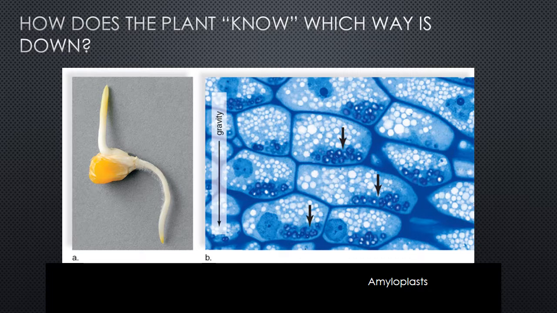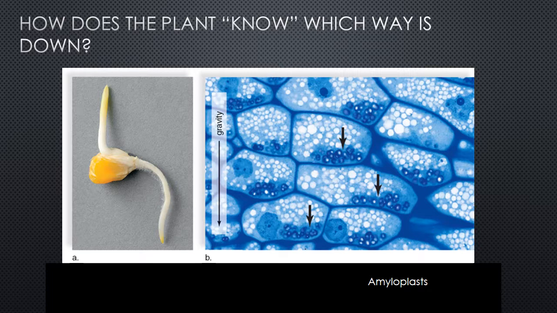So how does a plant know which way is down? Well, in specific cells, there are amyloplasts. We've mentioned this before in the roots, for instance, when we were talking about the root cap area. And amyloplasts are colorless plastids that contain large amounts of starch, and so they are heavy. So they fall in the direction of gravity.